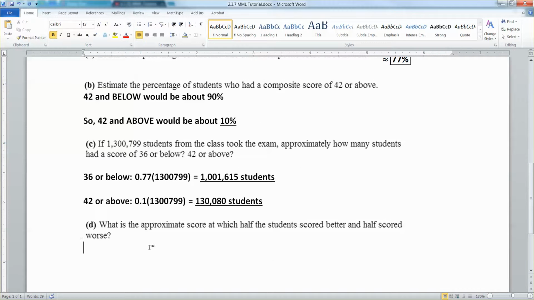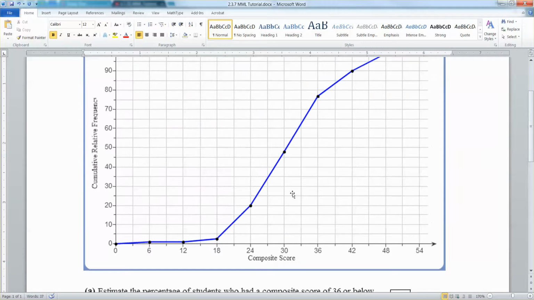All right, last but not least, what is the approximate score at which half the students scored better and half scored worse? In other words, find the median. The middle score. We also call it the 50th percentile. You learn more about it in chapter 3, but it's the halfway score, at which half the students are above and half the students are below.